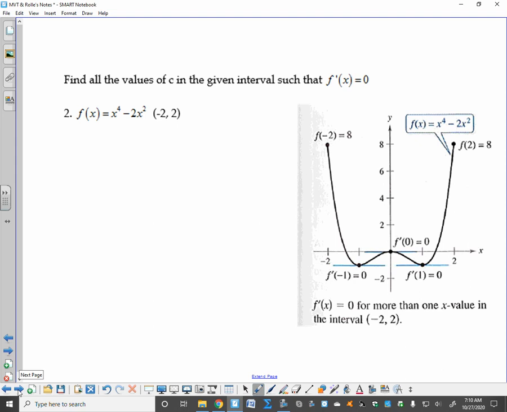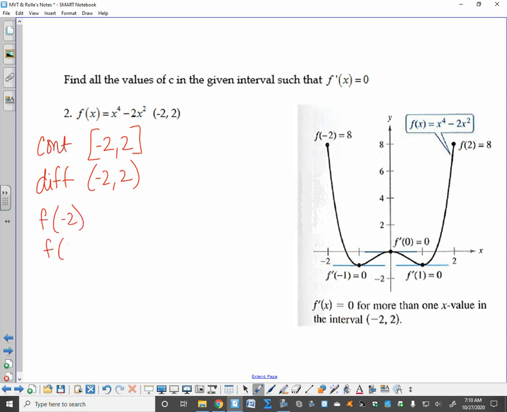Find all values of c in the given interval such that f prime of x equals 0. Find all the values. Okay, so here we go. We are continuous. It's a degree 4, so yeah. Continuous on the closed, differentiable on the open, and I need to find f of negative 2 and f of 2 and show that they're equal. Negative 2 to the 4th, 4, 8, 16.